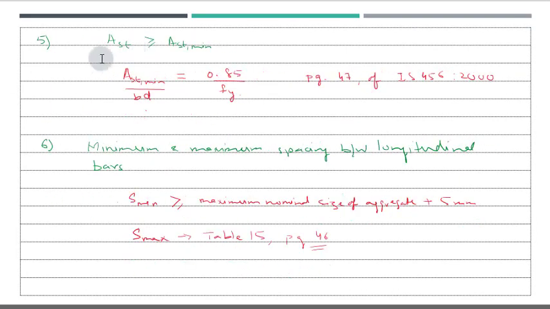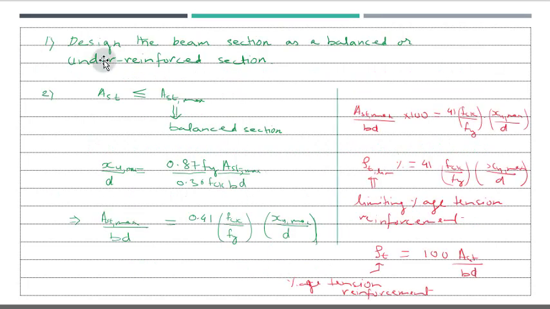So the first point which I said, always design the beam section as a balanced or under reinforced section. Secondly, whenever I am designing, make sure whatever tension reinforcement you provide, it is less than equal to maximum steel, which corresponds to balance section. Also, we introduced percentage tension reinforcement, which is given as 100 Ast by bD. So indirectly, you make sure that percentage tension reinforcement is less than equal to limiting percentage tension reinforcement. We have derived the expression also.